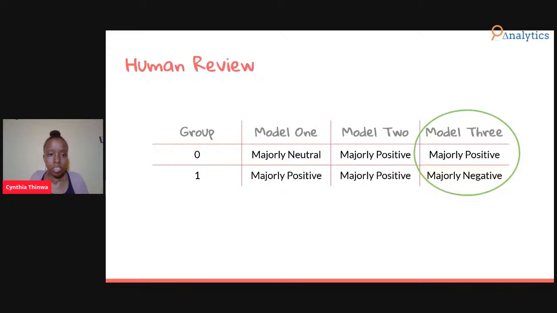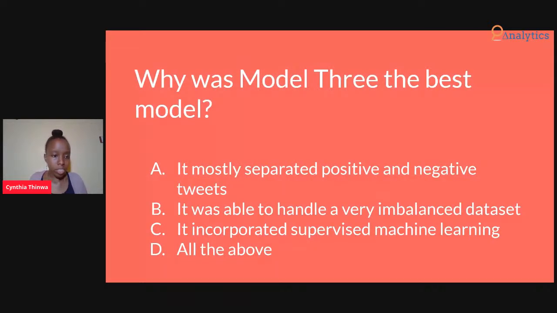So I'll ask you a question. Why was model 3 the best model? Is it A, B, C, or D, all the above?